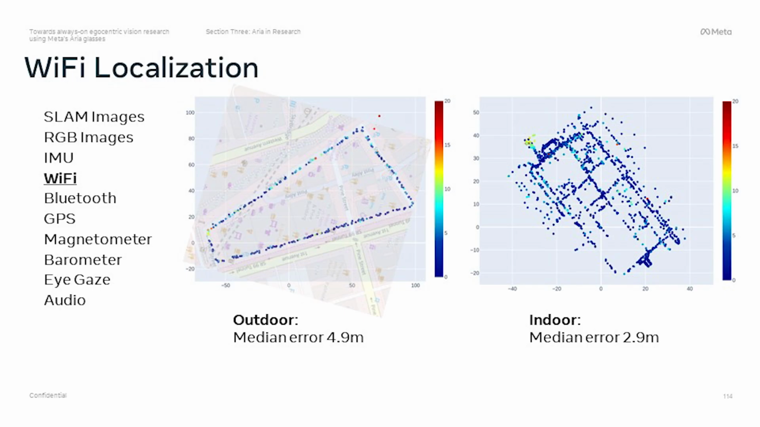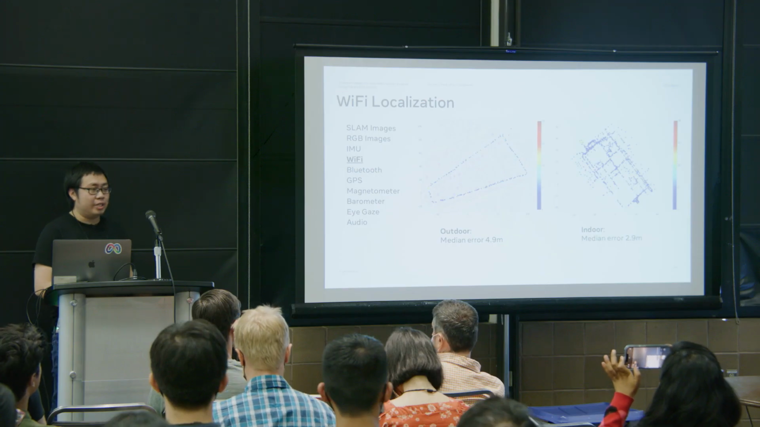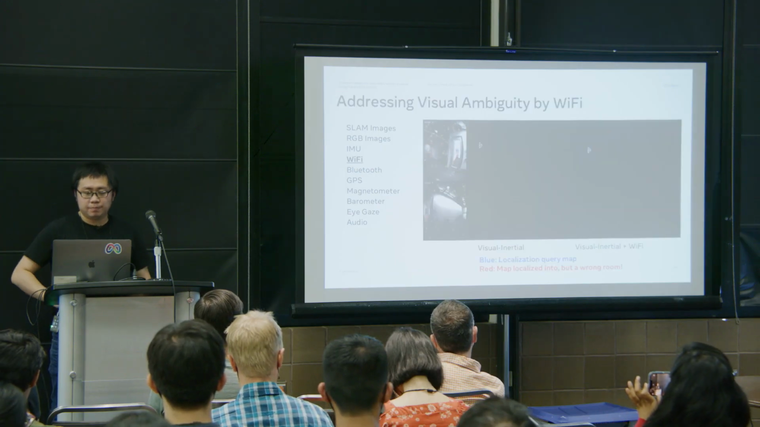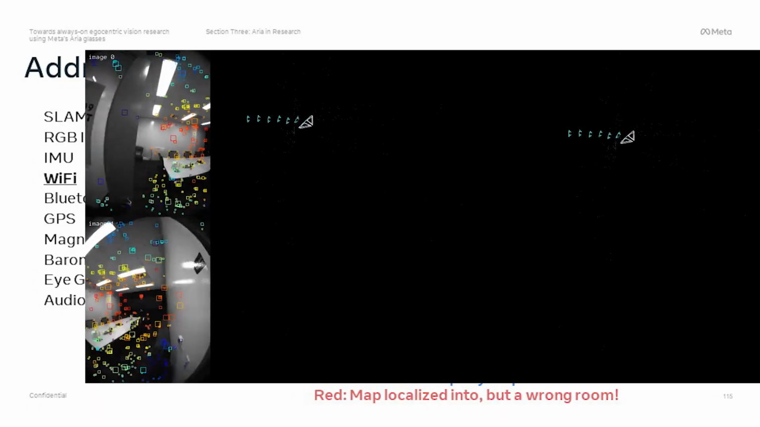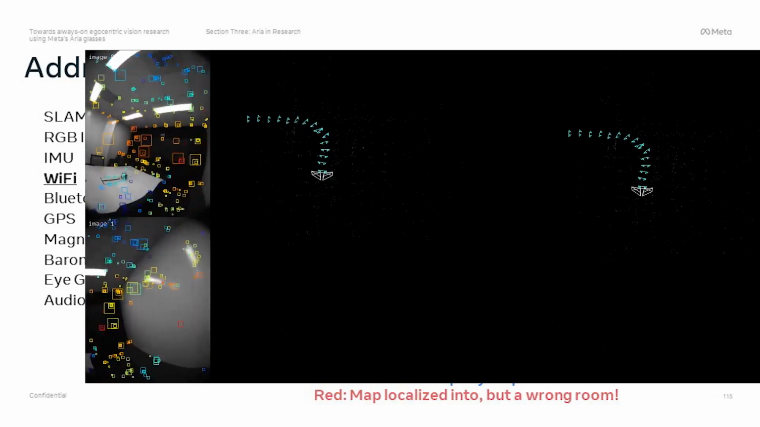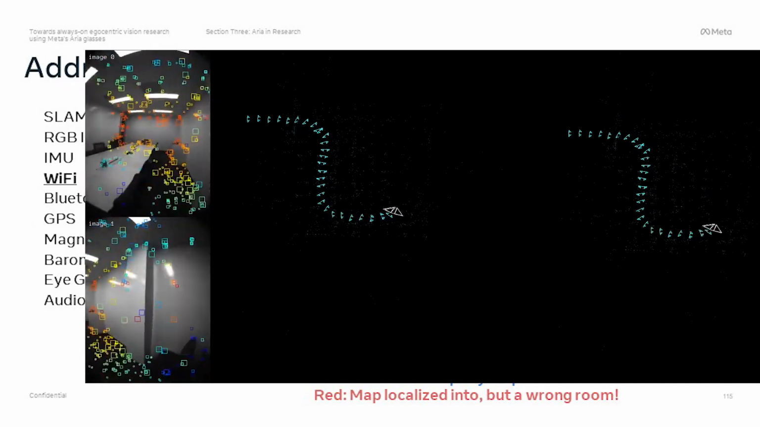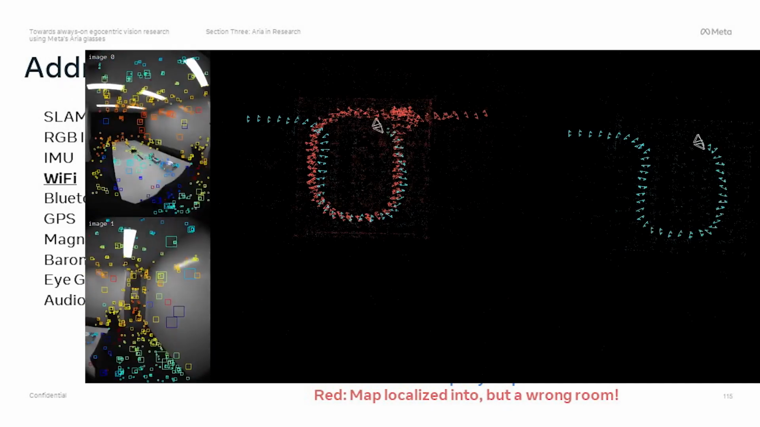Here we show some coarse Wi-Fi localization results in both outdoor and indoor datasets. And we can see that we get overall better than 5-meter median accuracy, which is more than enough to guide our visual localization. And here I show some real-world examples of how Wi-Fi helps us reject false visual localization into a wrong conference room, as I mentioned before.